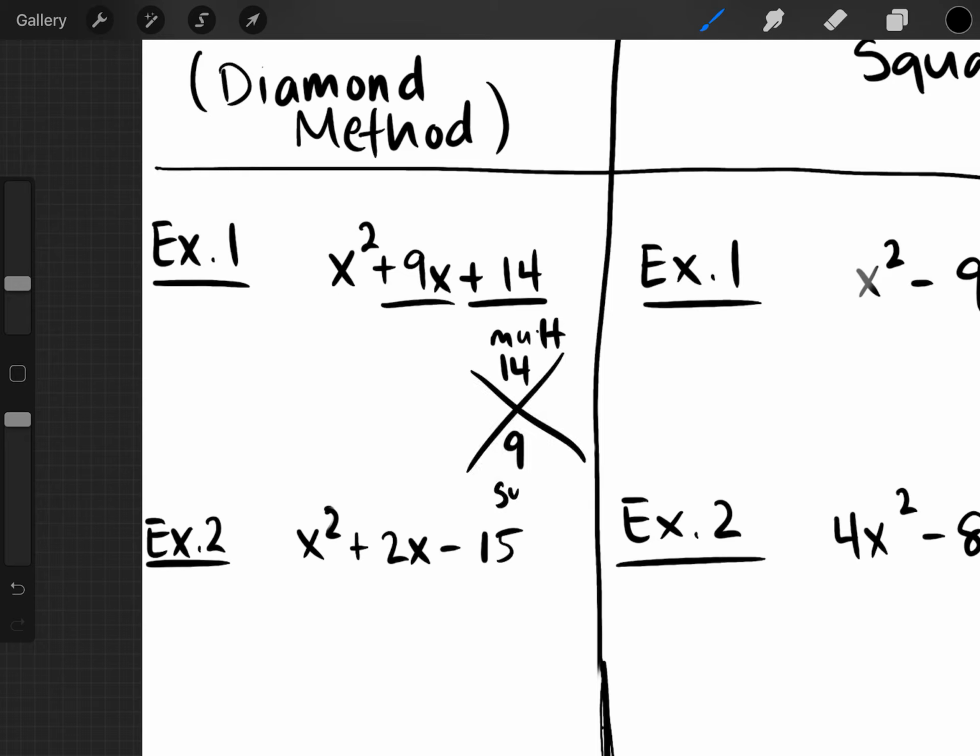So that's how we set up our diamond. What two numbers multiply to 14 and add to 9? That would be positive 7, positive 2, right? Then we can go to our factored form of x plus 7, x plus 2. And we're done right there.